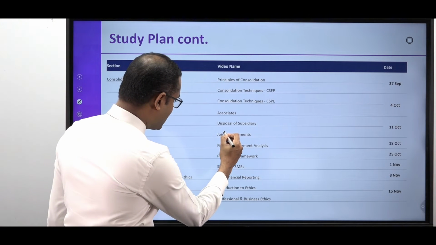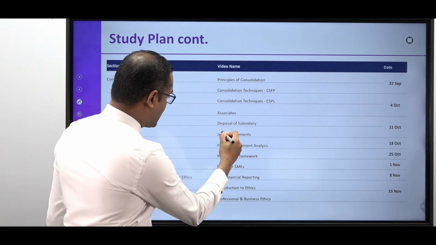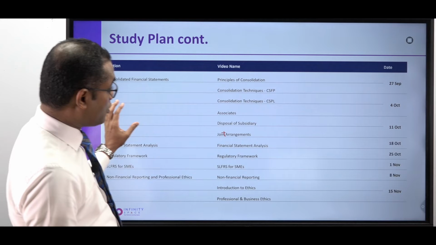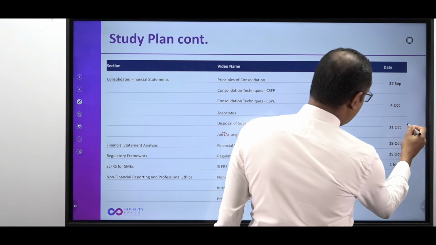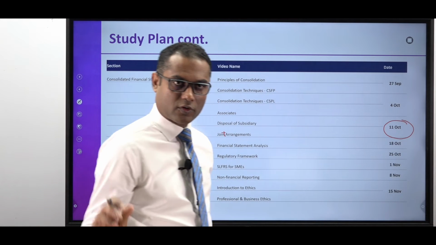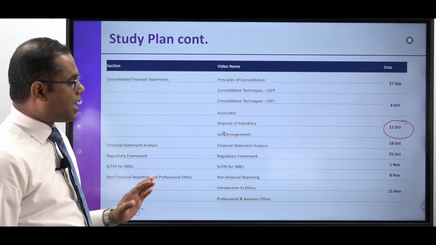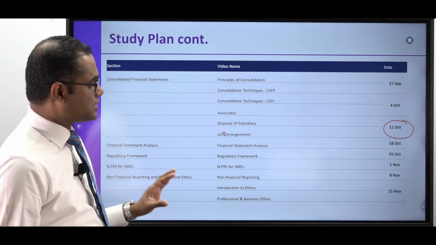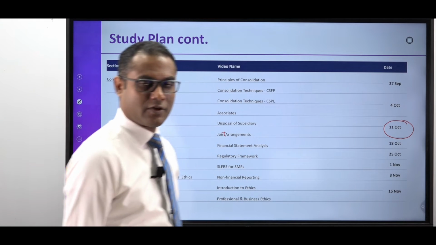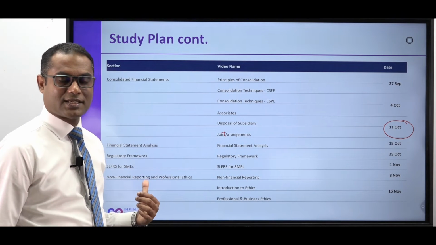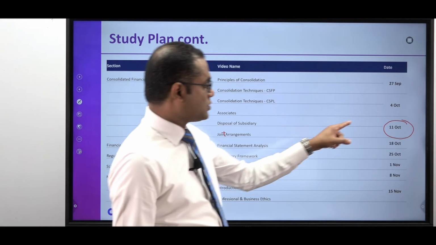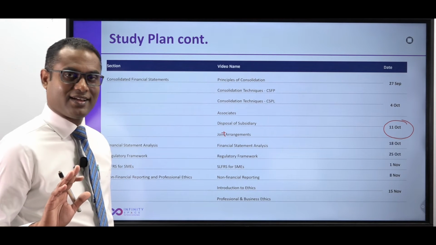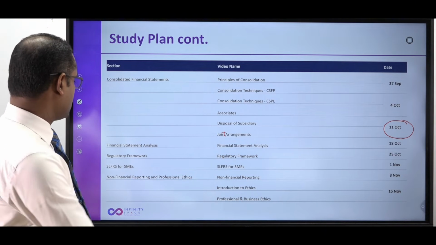So this has to be joint arrangements, and thereafter, by 11th of October, we are done with all the consolidation related areas as well. That means consolidation represents 20%, accounting standards represents 50%. So by 11th October, 70% of your syllabus is done, right? 2 main areas of the syllabus.